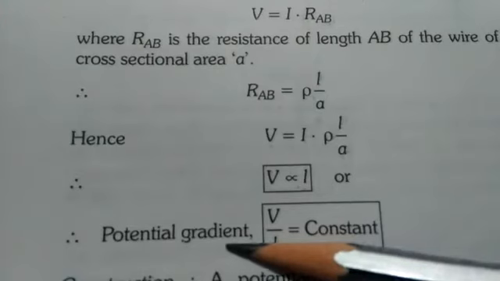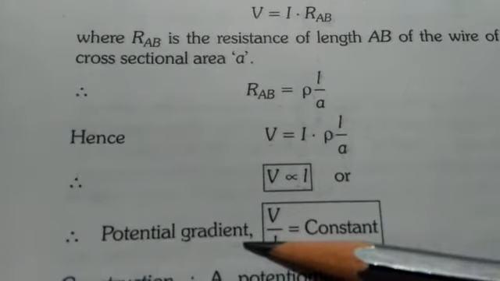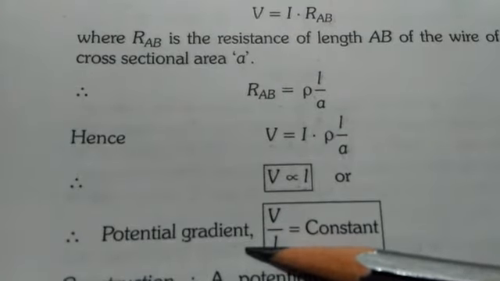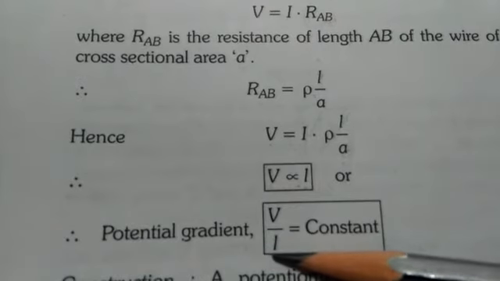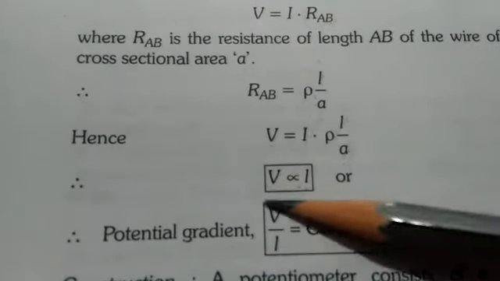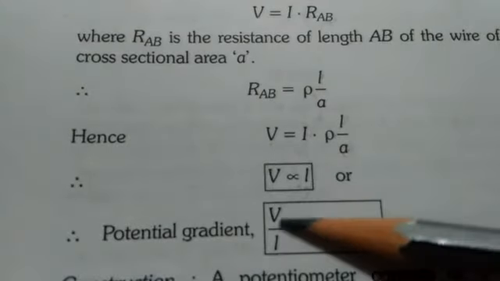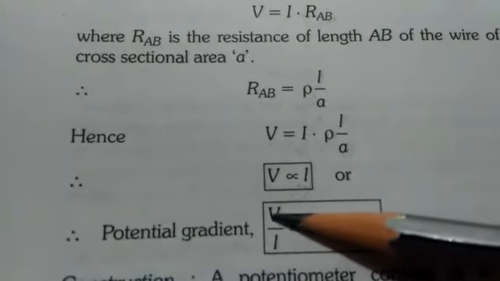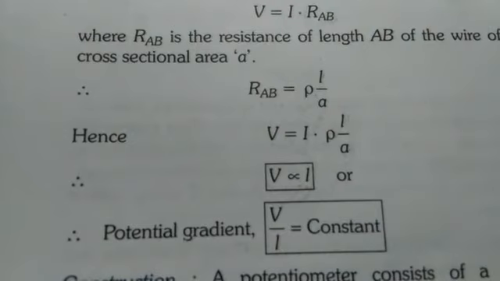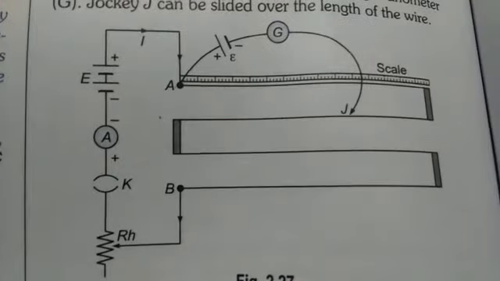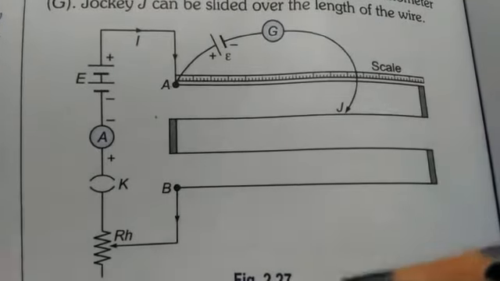Now one term is there, potential gradient. Potential gradient is the potential drop per unit length. So from this one, okay, we can give the value of potential gradient: V upon L equals constant.